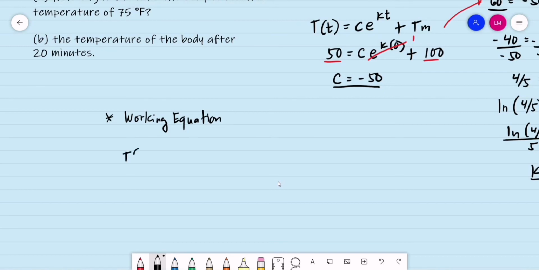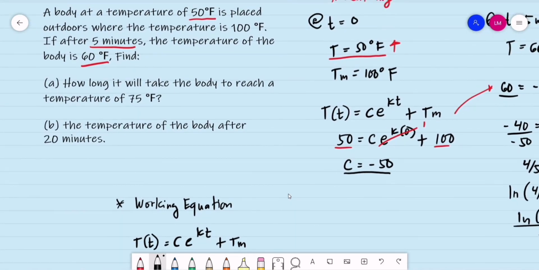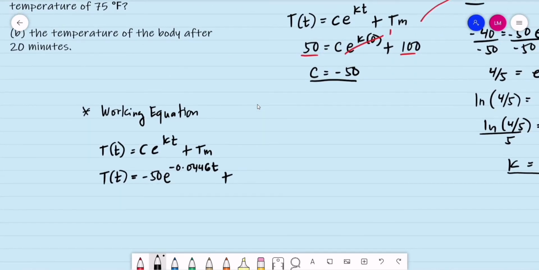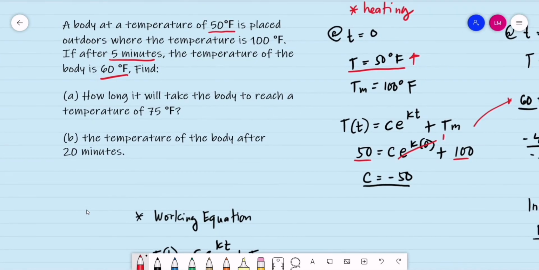From our derivation, the temperature at any given time t is equal to c times e raised to k, positive k this time since this is heating, times t, plus the surrounding medium temperature. I keep repeating that mistake. So the temperature at a given time t, where c is negative 50 and k is negative 0.0446, is negative 50 e raised to negative 0.0446 t plus our initial environment temperature of 100 degrees Fahrenheit. This will be our working equation. We expect the temperature of the body to rise since its environment has a higher temperature.